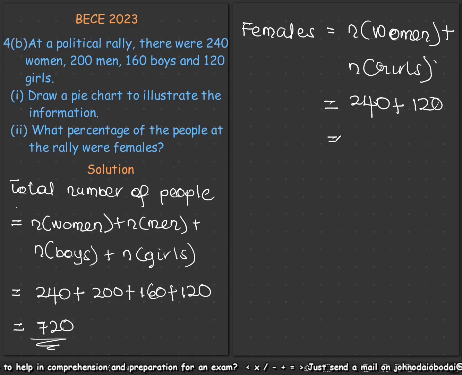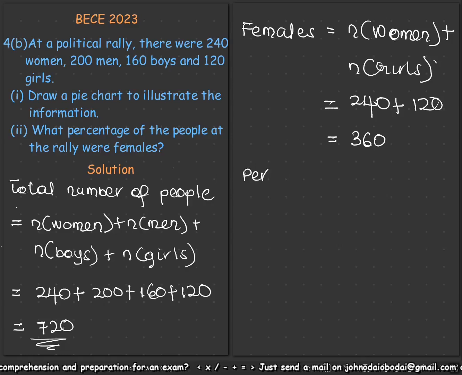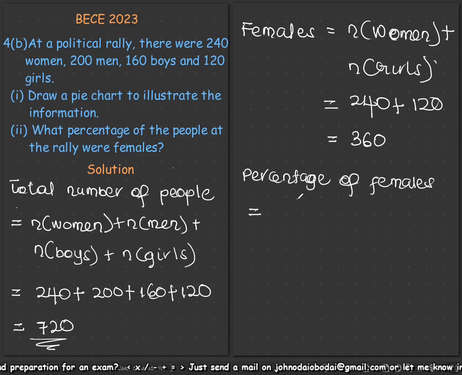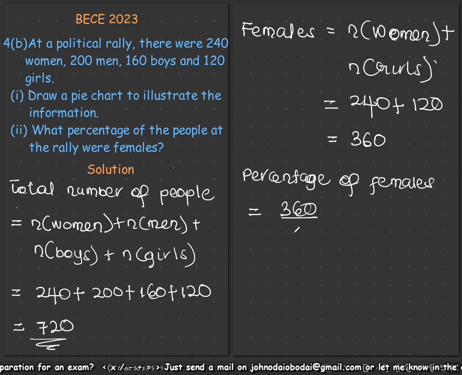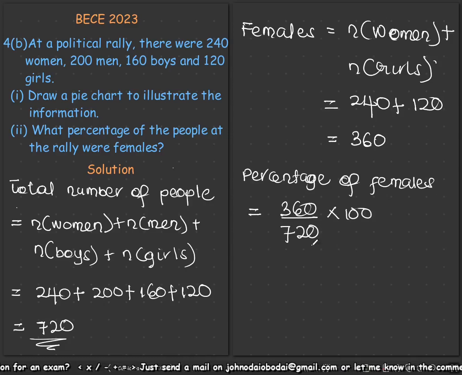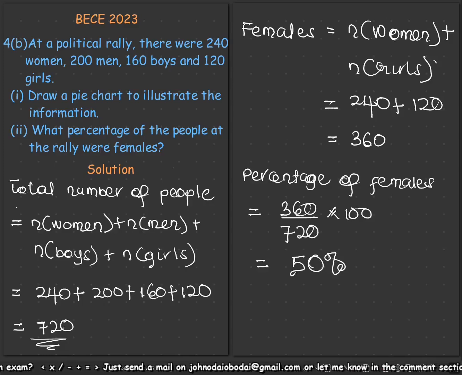360. But do we need the number of females? The question asks us to look for the percentage, you see. So it means the percentage of females is going to be the number of females, you see, and that is 360. So the number of females over the total number of people times 100, you see. So evaluating this, you are then going to get what? 50%. That is, if you evaluate 360 over 720 times 100, you get 50%.